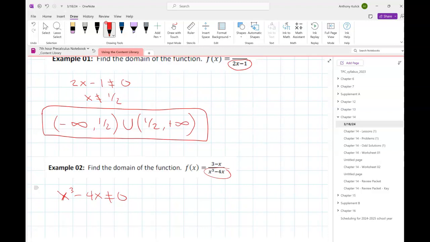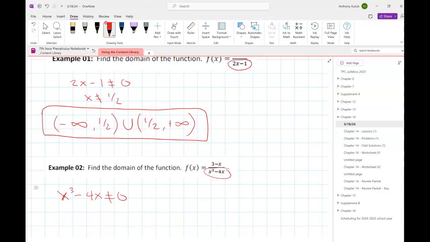Okay. To solve this, what do I have to do? It's not a linear equation like the previous one. I have to do something different here. What should I do to solve this? Any ideas? X cubed minus 4x not equal to 0. Did you notice something in common with each term?